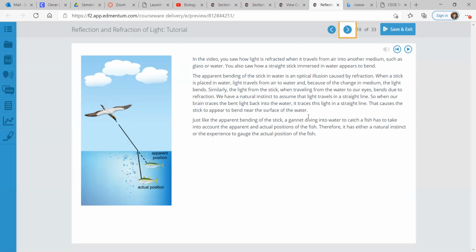Just like the apparent bending of the stick, a gannet diver diving into water to catch a fish has to take into account the apparent and actual position of the fish. So what it looks like in the water is not where it actually is. And these animals have a natural instinct and possibly the experience to gauge where the actual fish is.